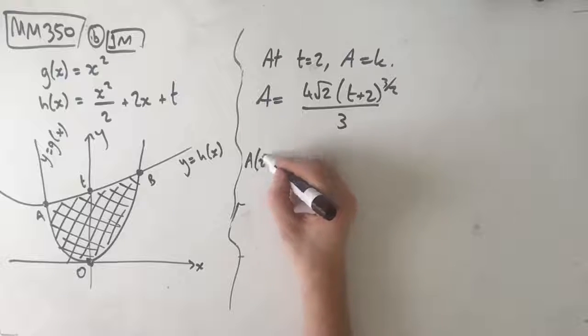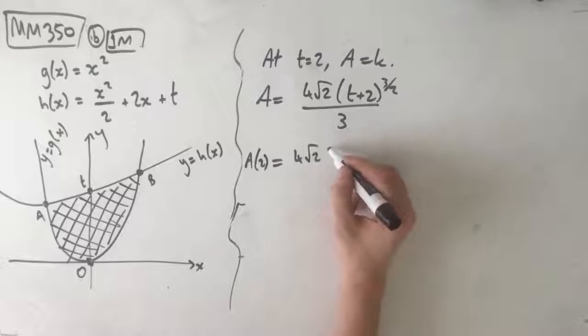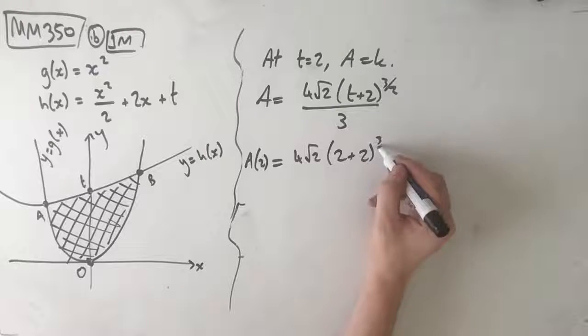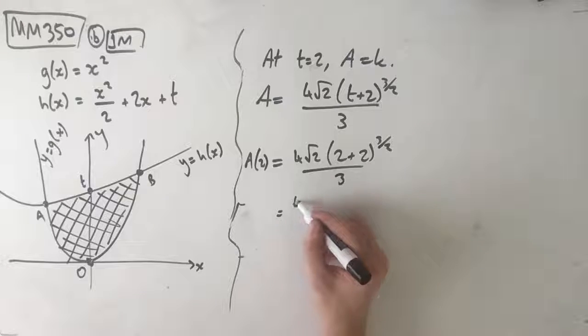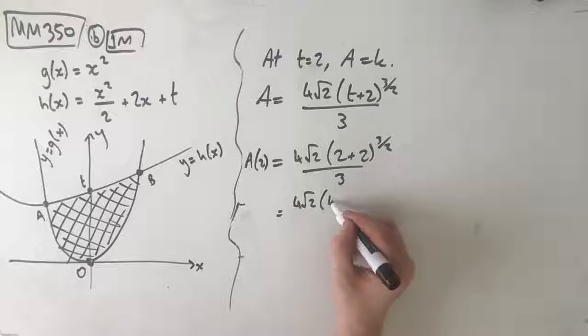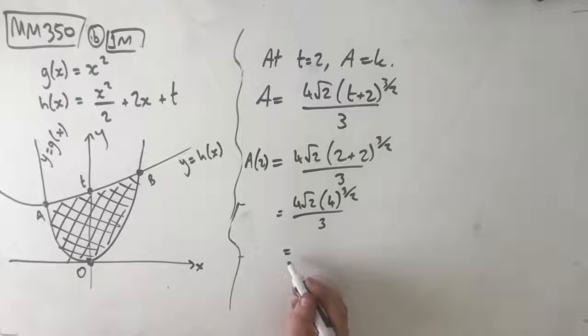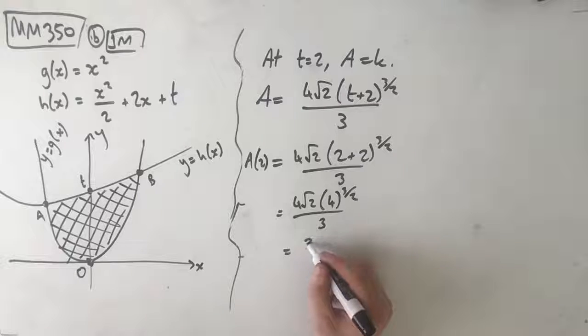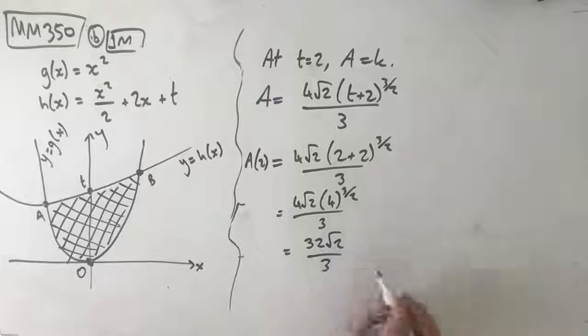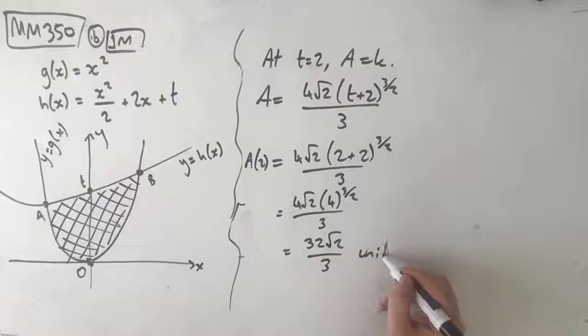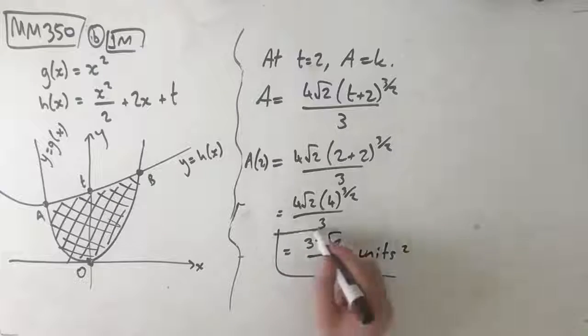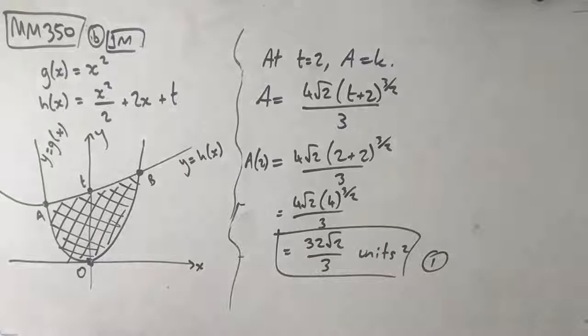So A of 2 is equal to 4 root 2 outside of 2 plus 2 to the power of 3 on 2 over 3. So 4 root 2 outside of 4 to the power of 3 on 2 over 3. Now you've got your CAS, so you can do this in your calculator, and what you'll get is 32 root 2 over 3 units squared. That's our first and only mark for this question. You don't need to show any working because it's just a 1-mark question, but I just did that for your sake. That's it for part B. Let's move on to part C.